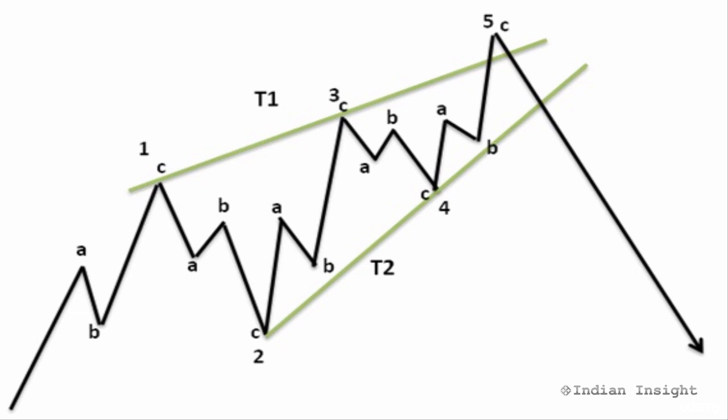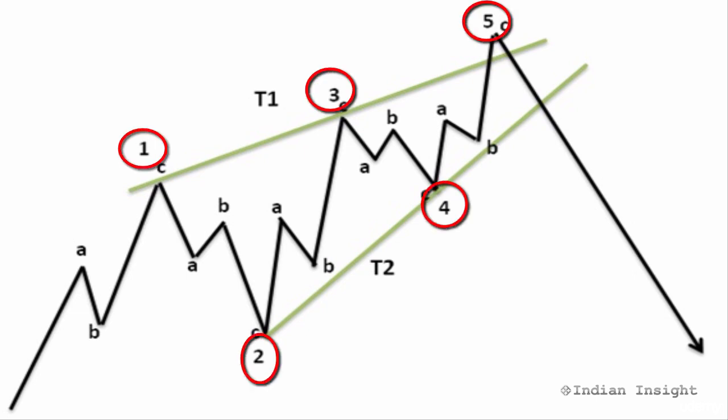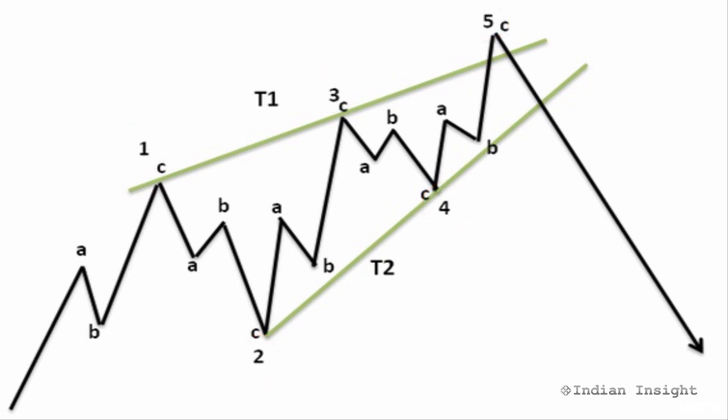Now each of these legs, that is legs 1, 2, 3, 4 and 5, is subdivided into 3 sublegs. So leg 1 consists of 3 sublegs. These sublegs are marked as A, B and C. Similar is the case with leg 2. Again, leg 2 consists of 3 sublegs. These are again marked as A, B and C. And you will see that this is the case for all the 5 legs. That is, all the 5 legs consist of 3 sublegs each, and these sublegs are marked as A, B and C.